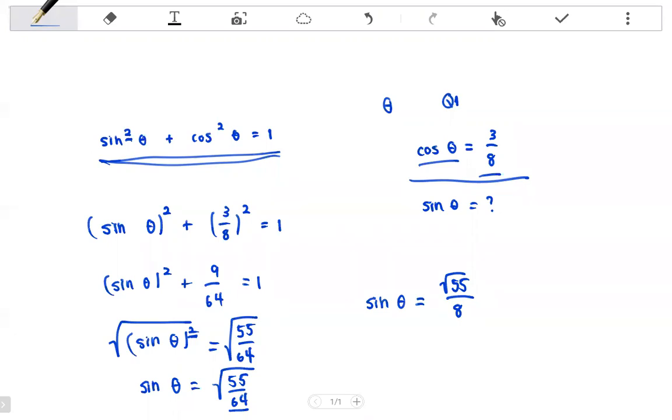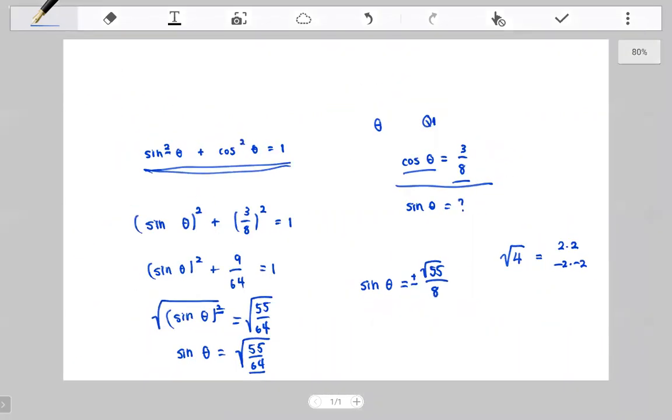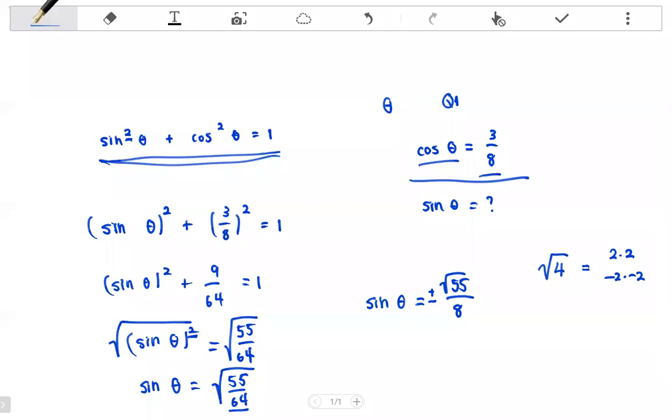But we're not quite done yet, because when we square root, it can be both positive or negative, right? Have you guys heard of this? If you do the square root of 4, let's say, we're asking what times what equals 4, right? Well, it can be 2 times 2, or it could be negative 2 times negative 2, since the negatives cancel out. So it can be the positive square root of 55 over 8 or the negative square root of 55 over 8.